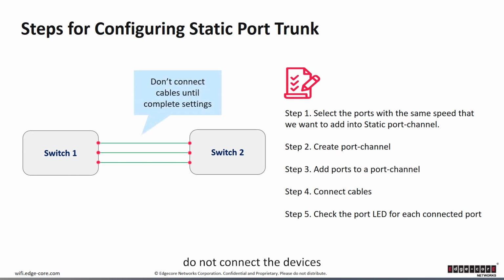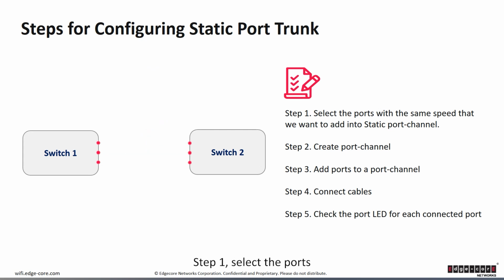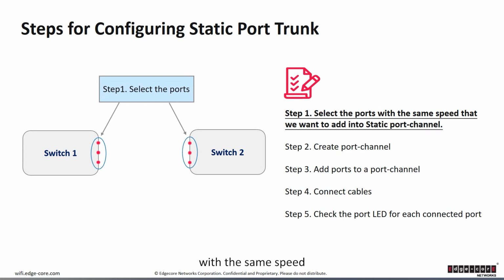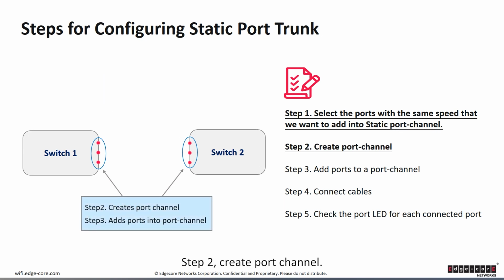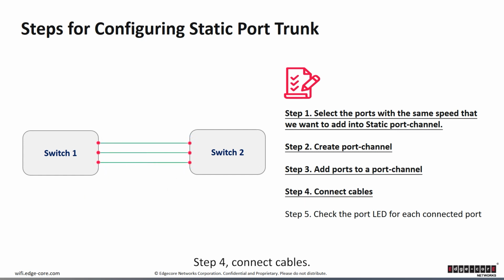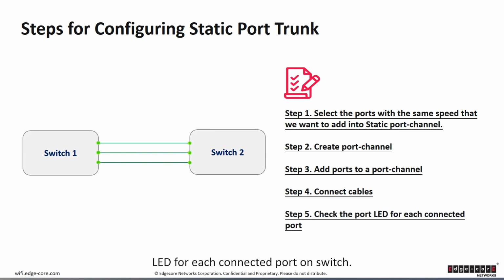Please note, do not connect the devices to each other using more than one Ethernet cable before we set up the port channel on each device to prevent loop. Step 1. Select the ports with the same speed that we want to add into static port channel. Step 2. Create port channel. Step 3. Add ports to a port channel. Step 4. Connect cables. Step 5. Check the port LED for each connected port on switch.